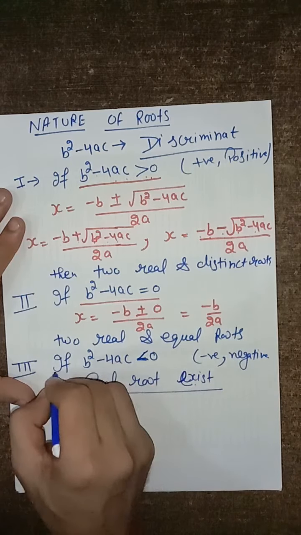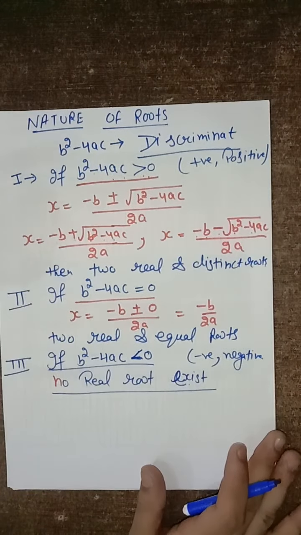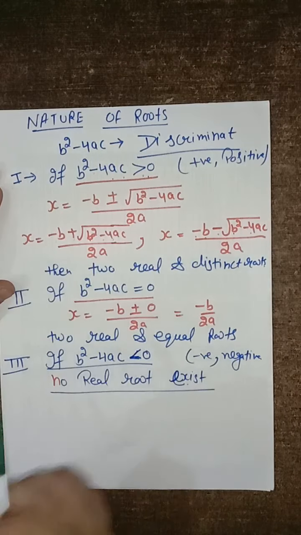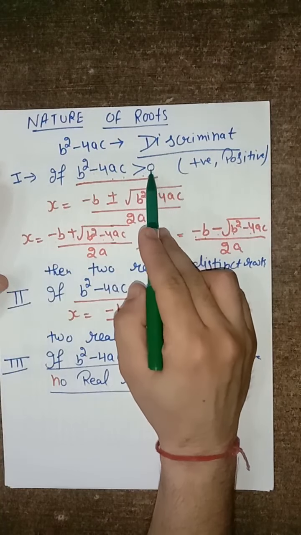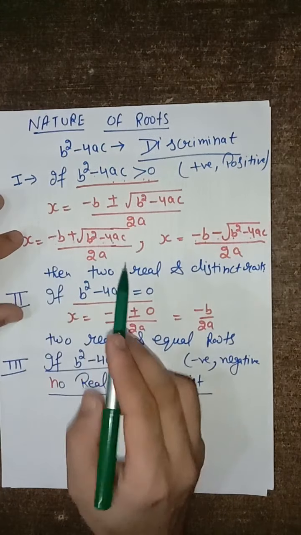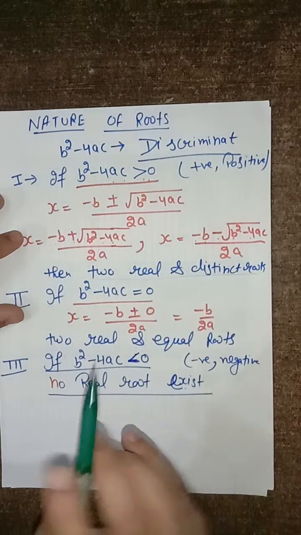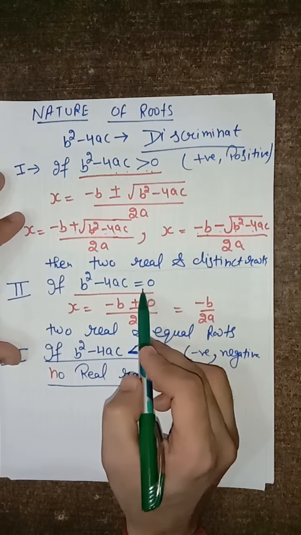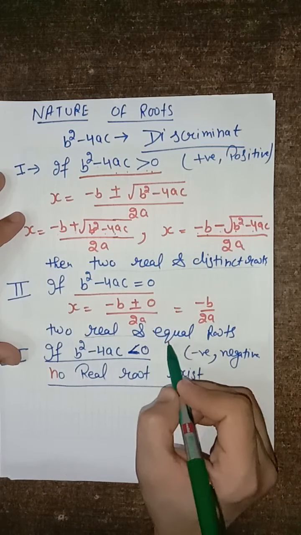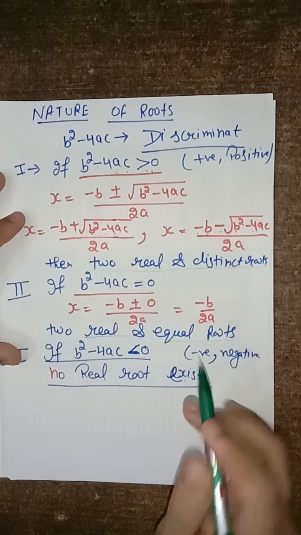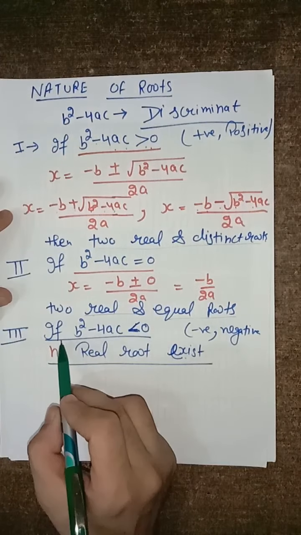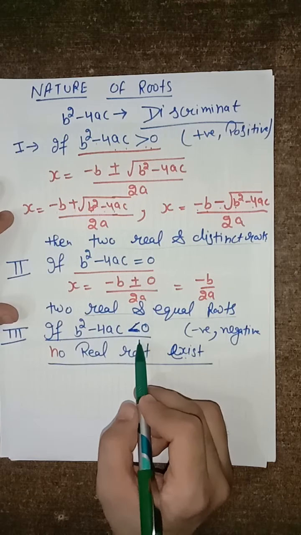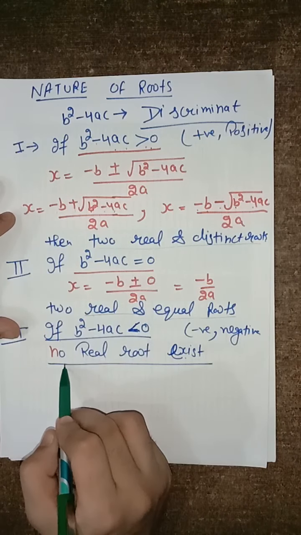So students, we have three cases, means three natures of roots. First one is if b square minus 4ac, that is the discriminant, is positive, means greater than 0, then we have two real and distinct roots. But if b square minus 4ac equals 0, then we have two real and equal roots, that is minus b divided by 2a. Third case is if b square minus 4ac is negative, that is less than 0, then we have no real roots.